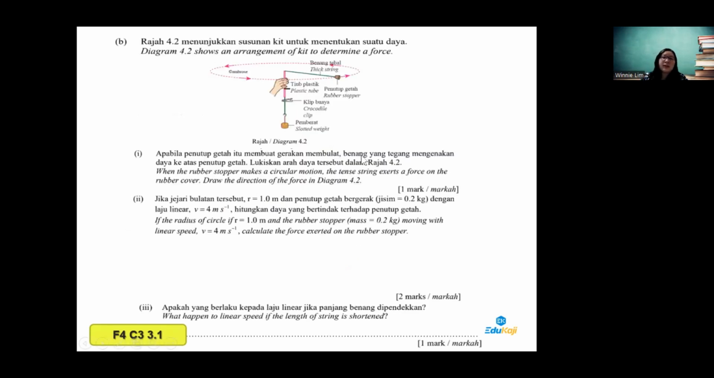Okay, moving on. When the rubber stopper makes a circular motion, the tense string exerts a force on the rubber stopper. What is the direction of the force? So the direction of the force is towards the center. That means you can straight away write on the string itself, or draw the arrow. So this is the idea of centripetal force already. A force that always causes an object to move towards the center of the circle, right?